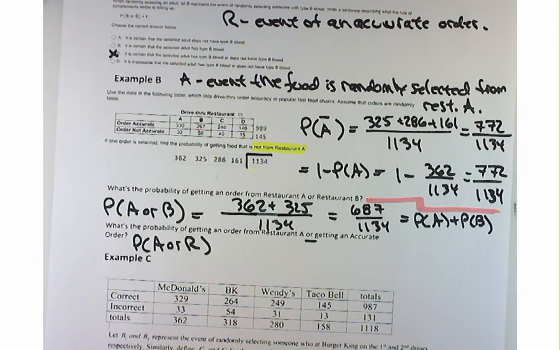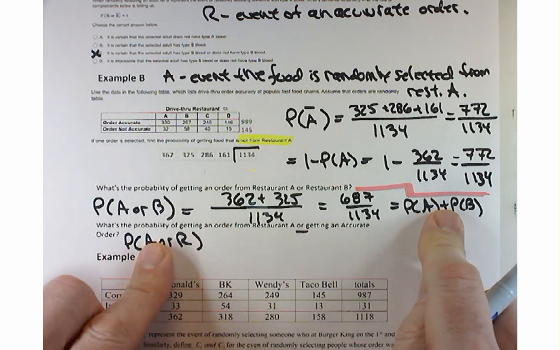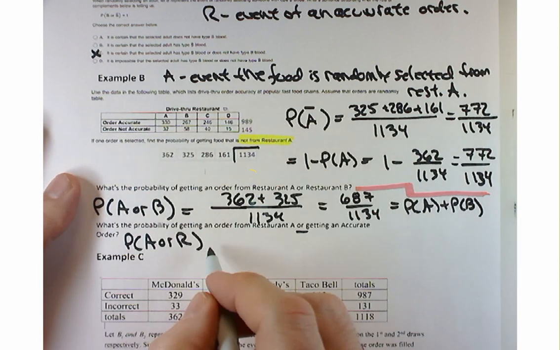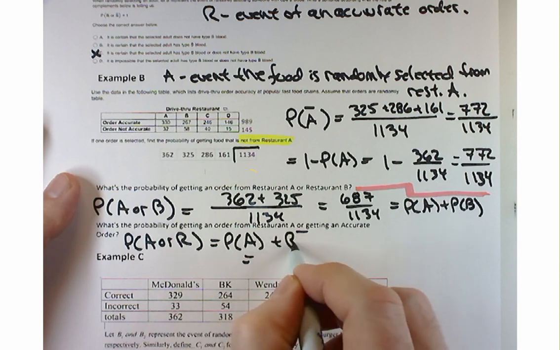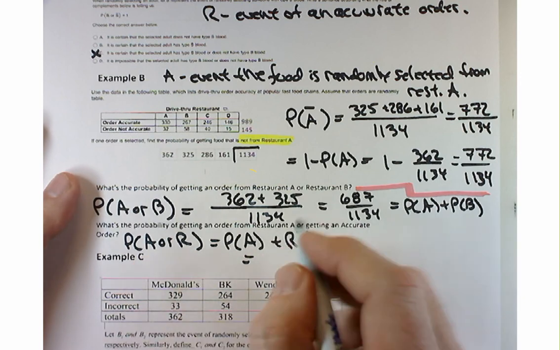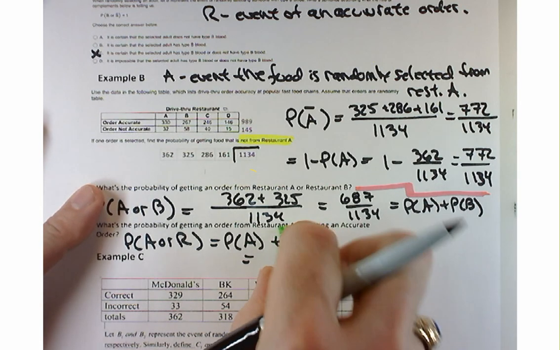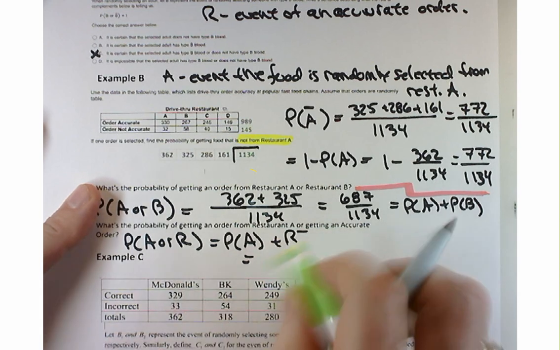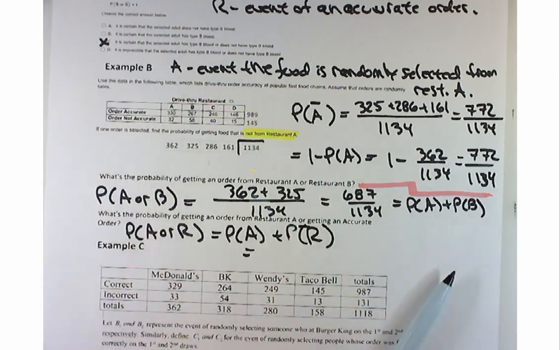All right, let's see about that. Now, the way we calculated things up here was just to add those probabilities. So the probability of an accurate order, let's see if I can get away with it this way. Probability of A first and then a probability of an accurate order. Probability of R.